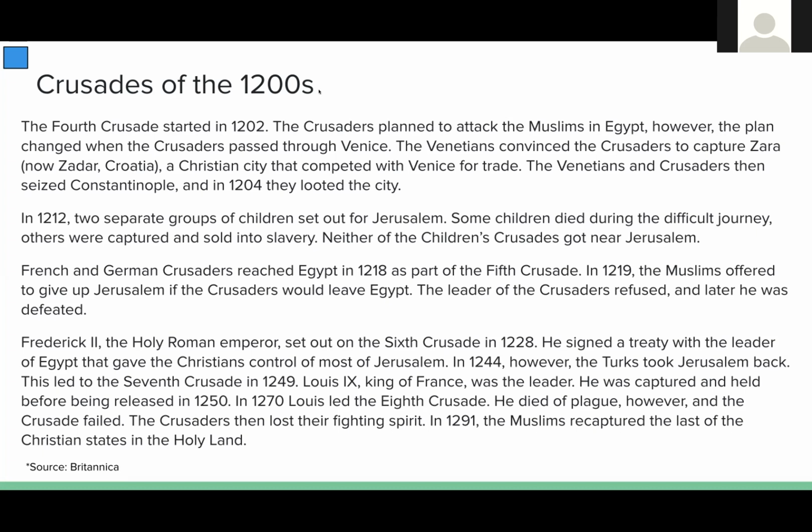And Frederick II set out on a Sixth Crusade in 1228. They signed a treaty with the leader of Egypt that gave Christians control of most of Jerusalem. However, in 1244, the Turks took Jerusalem back, and this led to the Seventh Crusade in 1249. Louis IX, King of France, was the leader, and however, he was captured and held before being released. And then he led the Eighth Crusade, and then he also died of plague, and so the crusade failed again. And so by 1291, the Muslims had recaptured the last of the Christian states in the Holy Land.